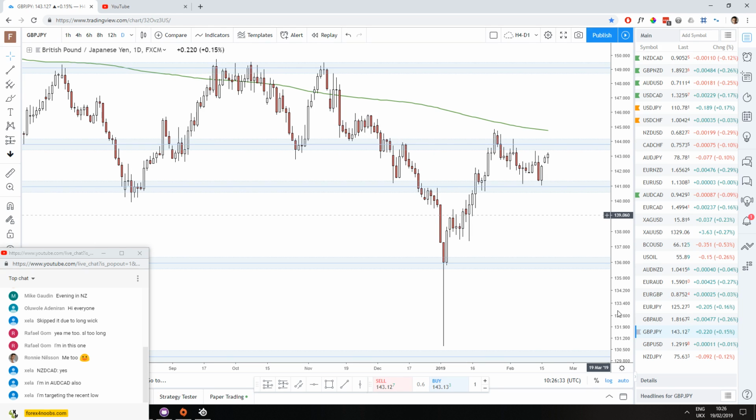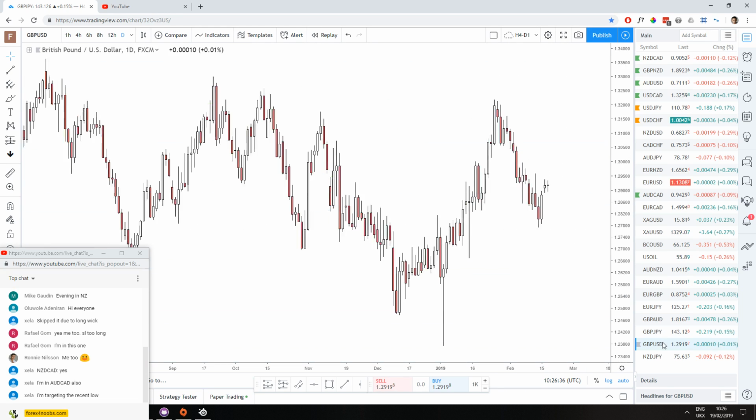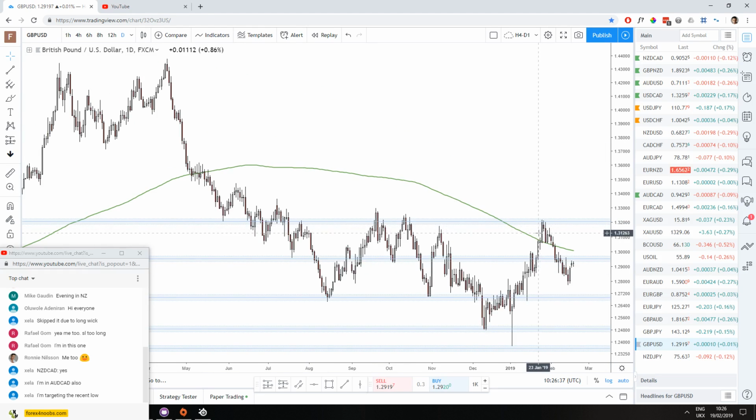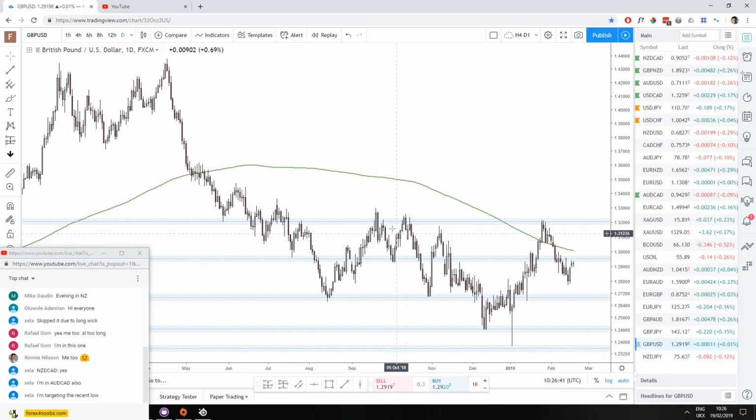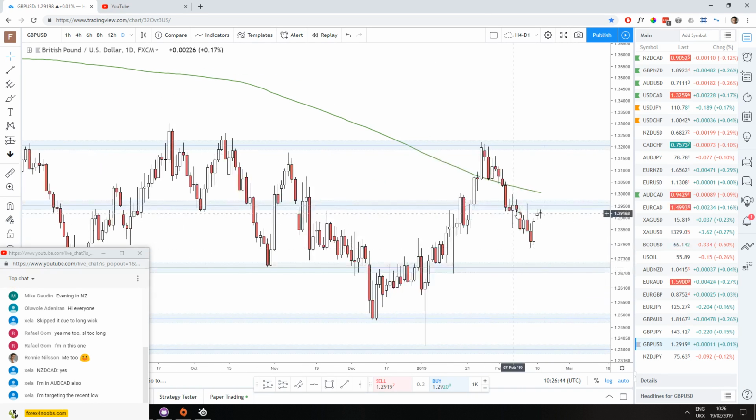GBPJPY, yeah, nothing going on there. GBPUSD, this one looks kind of maybe interesting. There's potential for a short continuation here, but it's not really in a strong trend.